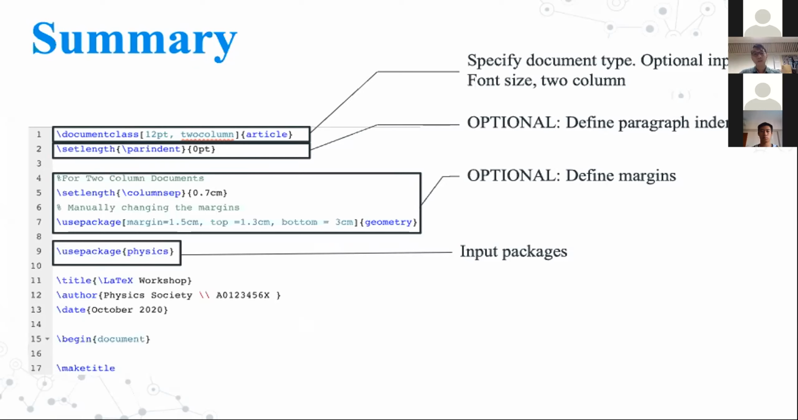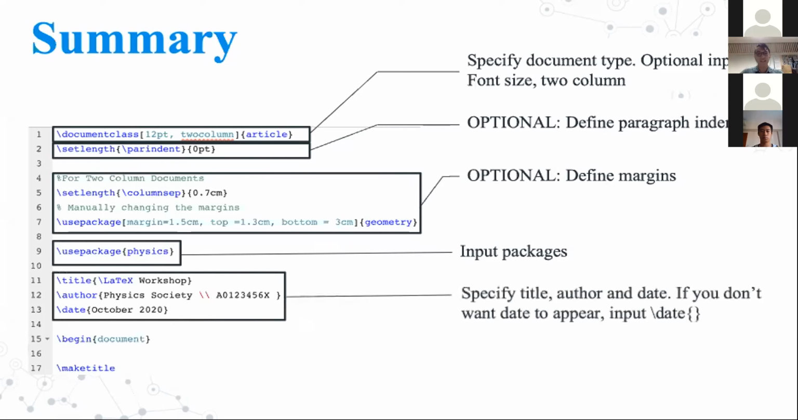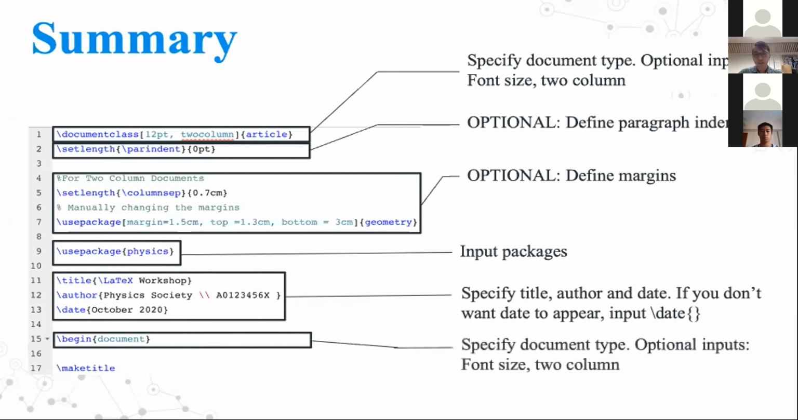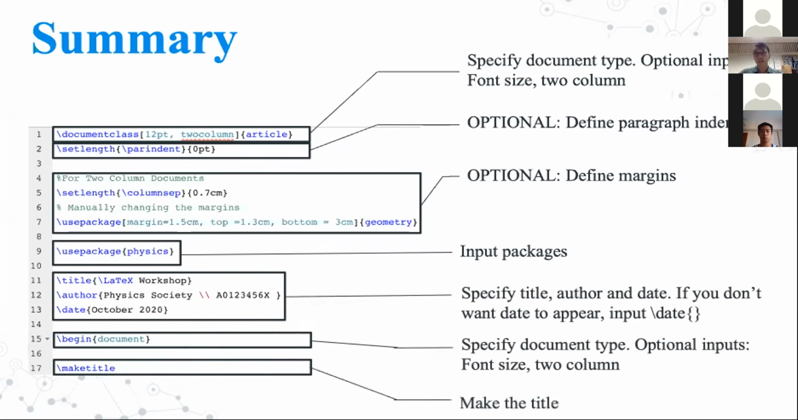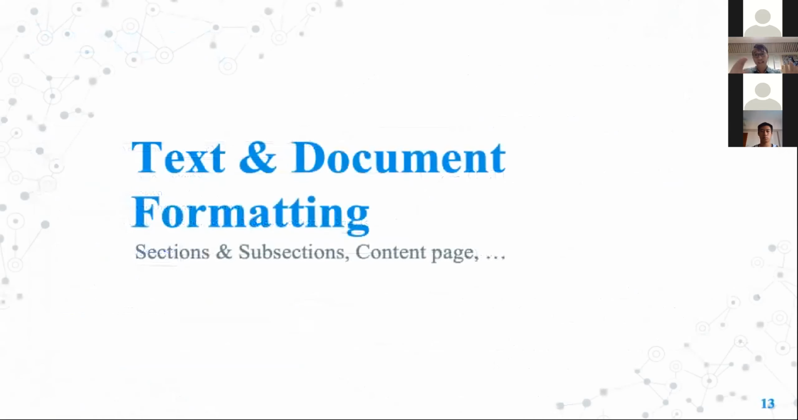How would you specify a title and stuff? You can put your title, who you are, your author name, and your date. All this will appear at the top later as the title. Then, very important, you need to tell LaTeX that you want to begin your document. So you have to write begin document. It's basically a command for you to begin your document. And then maketitle for LaTeX to put the title at the top. That's kind of the end of our first section.